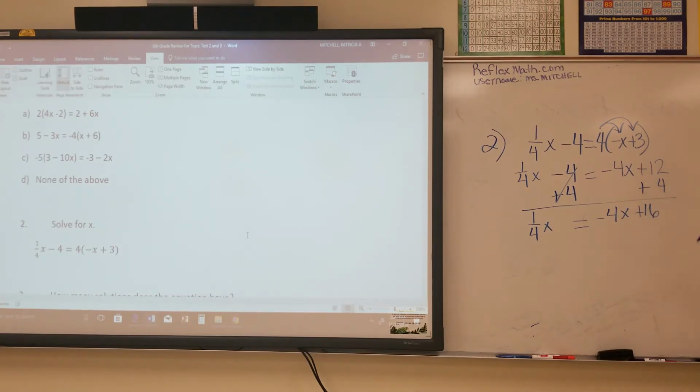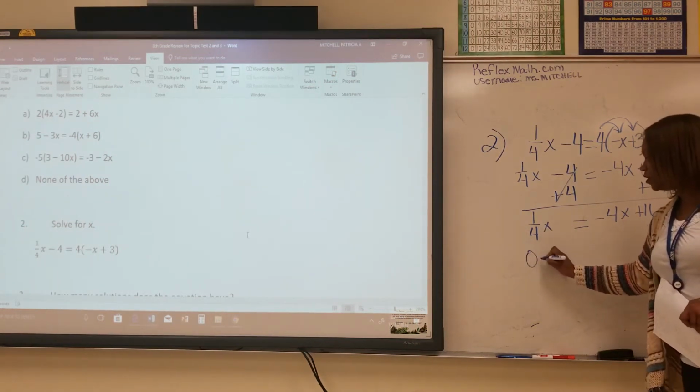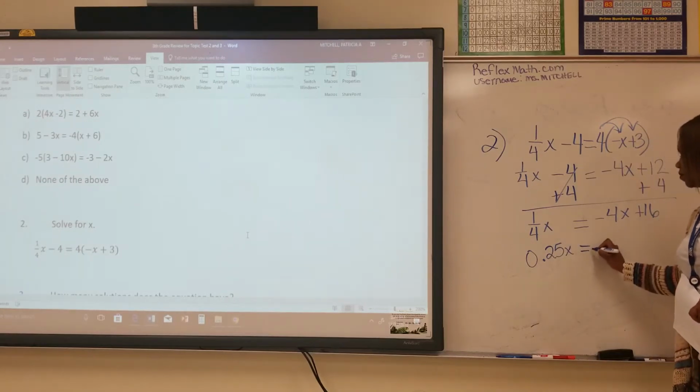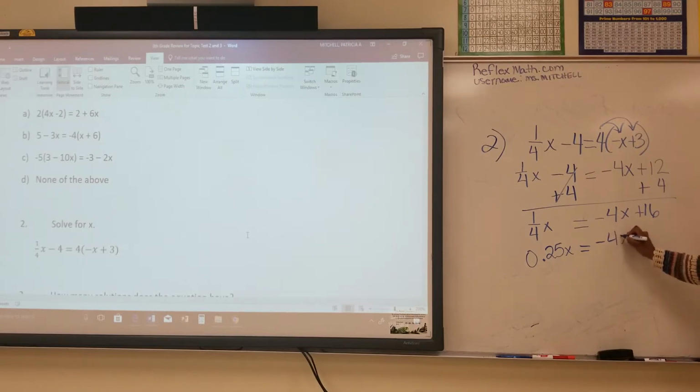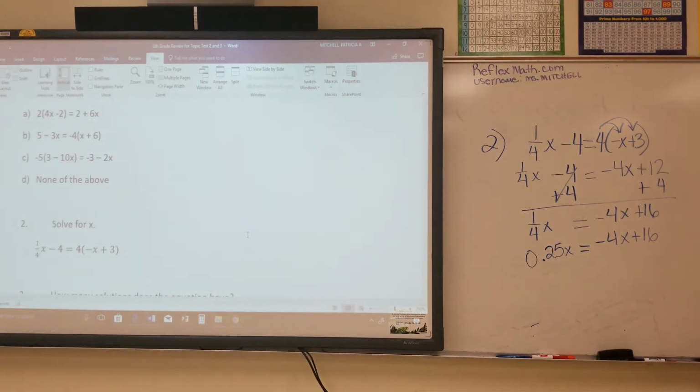From here, I do not like dealing with fractions. So if you can turn it into a decimal, please do. If it is easier for you to deal with a fraction, go ahead. So the fraction here, 1/4, can be turned into 0.25x. And now, this fraction turned into a decimal is easier to look at.